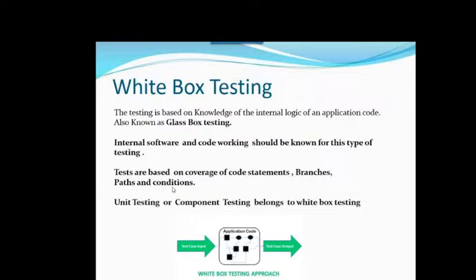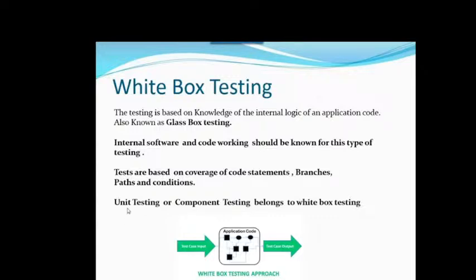The test is based on the coverage of code: statements, branches, paths and conditions. The developer is always testing all these things, whether the code statement is working correctly or not, branches are working correctly or not, paths are working correctly or not, if conditions are working correctly or not. Don't worry, we never involve that. So always unit testing, generally, we can call it white box testing.